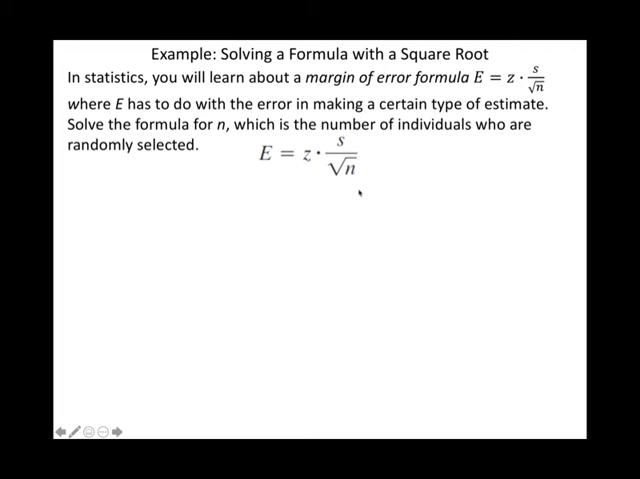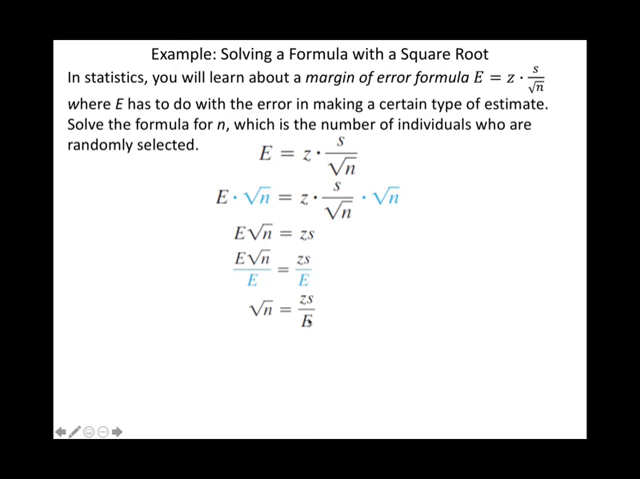So first step, we're going to multiply the square root of n on both sides. I can cancel out these two. So I'm left with E times the square root of n equal to z times s. And then I want to isolate the square root of n. How can I get rid of my E here? We're going to divide by E on both sides. These two cancel out, so you're left with the square root of n equal to z times s over E.